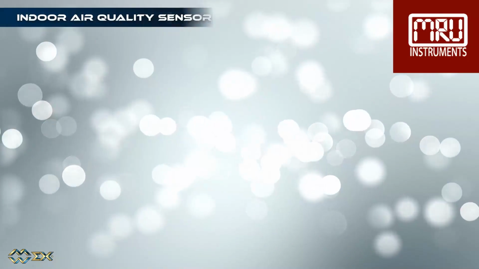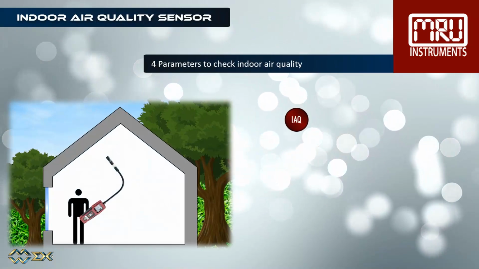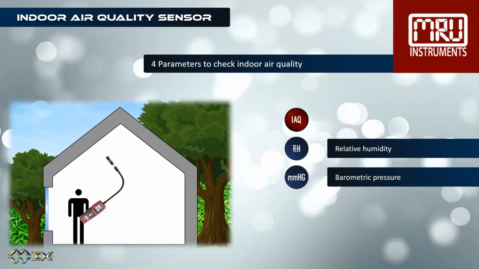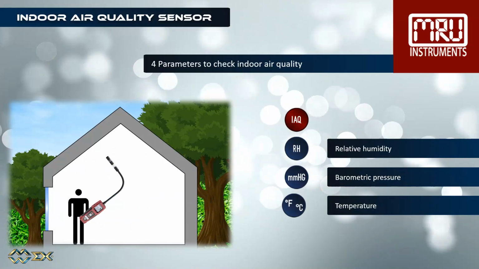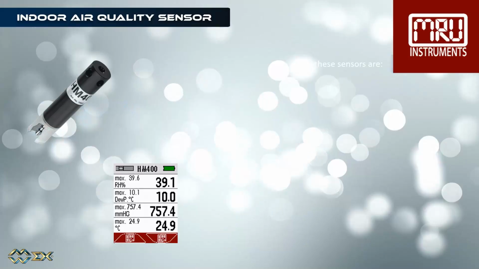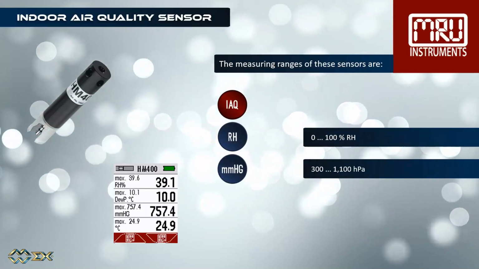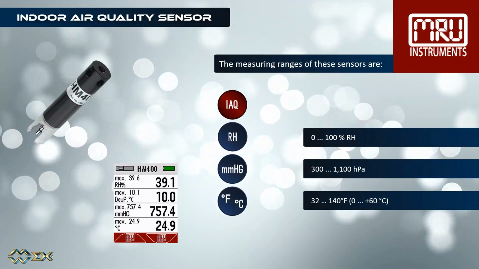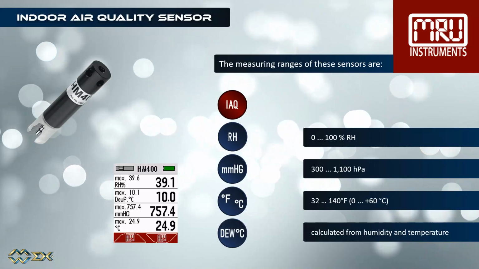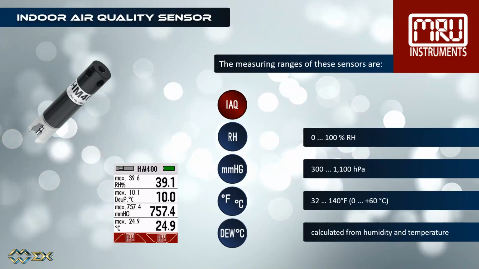The indoor air quality sensor allows you to check 4 parameters to determine the indoor air quality. Parameters such as humidity, barometric pressure, temperature, and dew point can be displayed. The measuring ranges of these sensors are: humidity 0 to 100% relative humidity, barometric pressure 300 to 1100 millibar, temperature 32 to 140 degrees Fahrenheit, and the dew point is calculated from humidity and temperature.